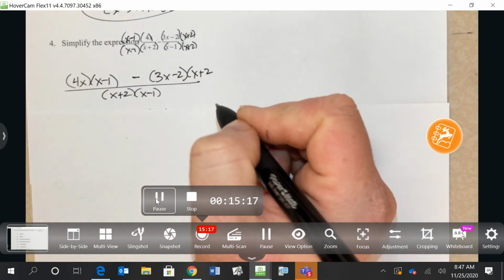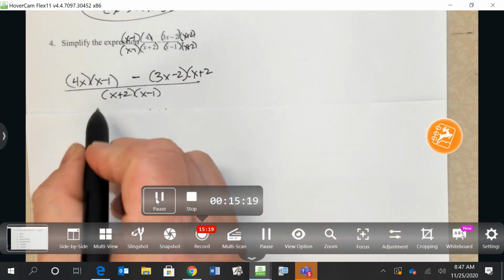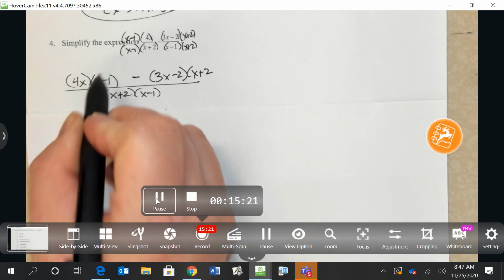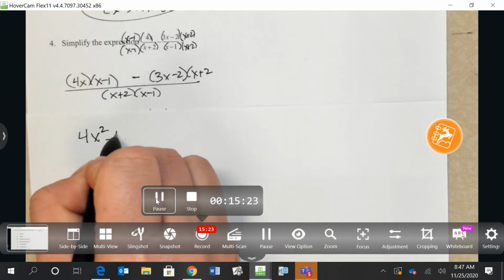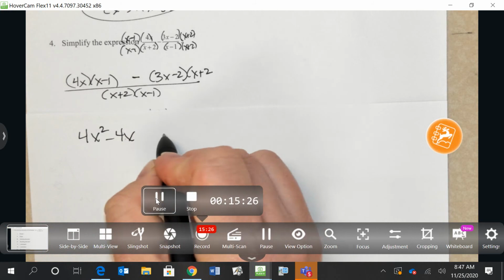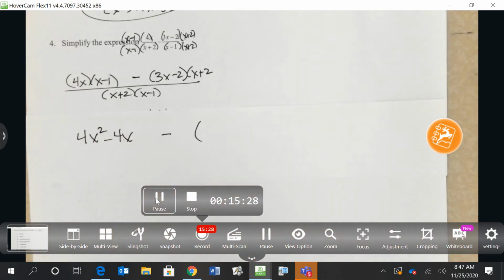And now this is just like problem number 2. So I'm going to start by distributing the 4x. 4x squared minus 4x. Okay, bring down the subtraction. Now that subtraction has to last us all the way through. It needs to be able to be distributed.